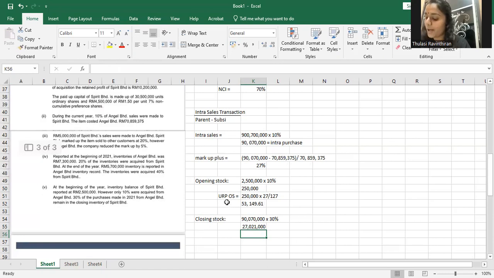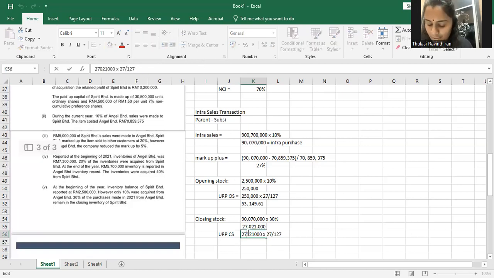Okay, the URP closing stock is 27,021,000 times 27 divided by 127. So the answer will be 5,744,622.5.